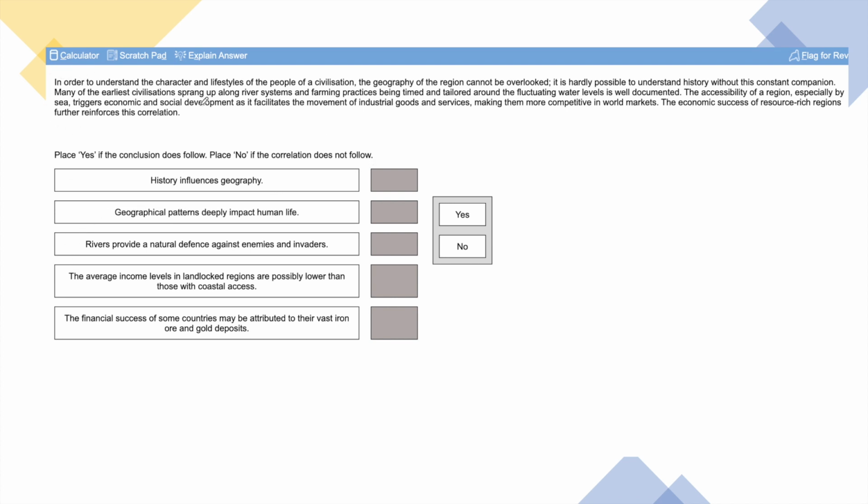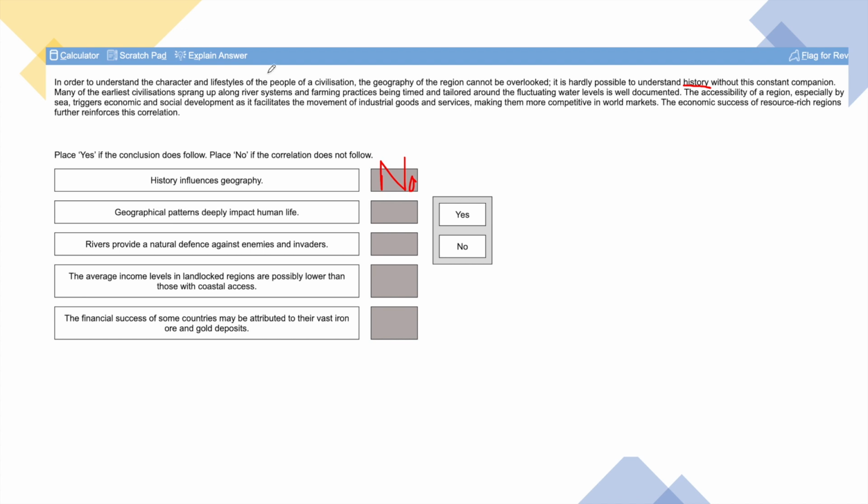History influences geography. Let's scan this again. So we can see history here, but let's read the statement. So the geography of the region cannot be overlooked. It's hardly possible to understand history without this constant companion. Now, that means that geography in fact influences history as opposed to history influencing geography. So actually, this is a no. So no. Geographical patterns deeply impact human life. We can see that they do impact human life.